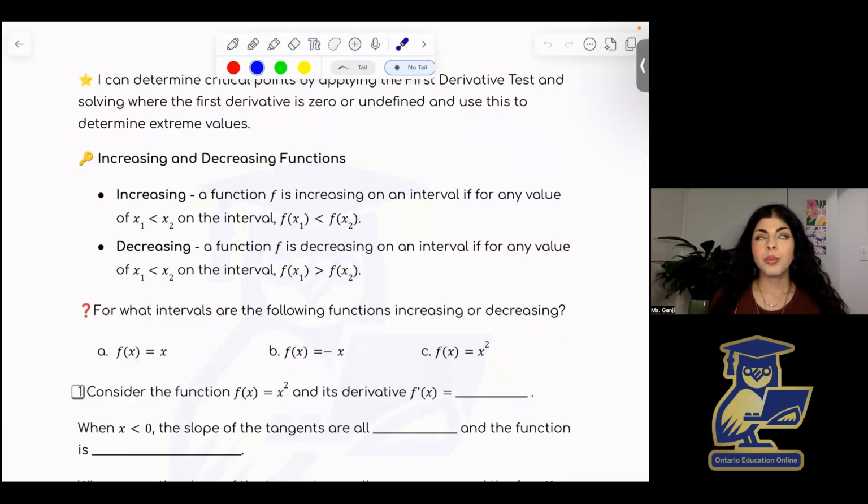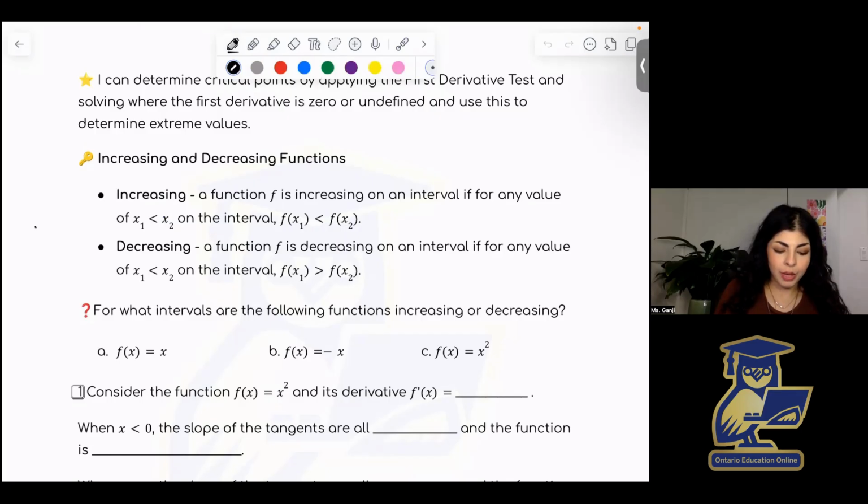So we know that a function can be increasing or decreasing. So when it's increasing, it means that, and it can be on a given interval. We don't necessarily have to have that the function is increasing for all values, but for a given interval, it could be increasing on that interval. And when it's increasing, it means that when x1 is less than x2, then the output f of x1 is also less than f of x2.